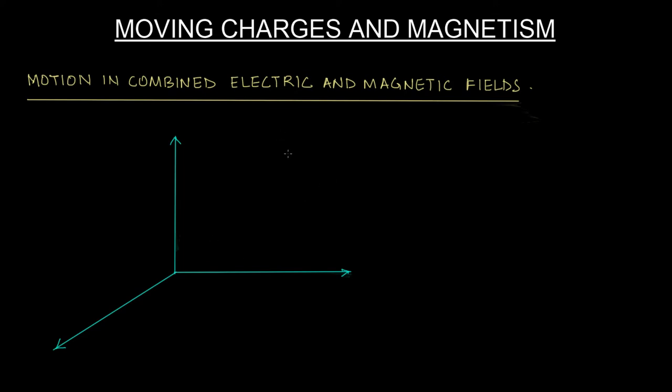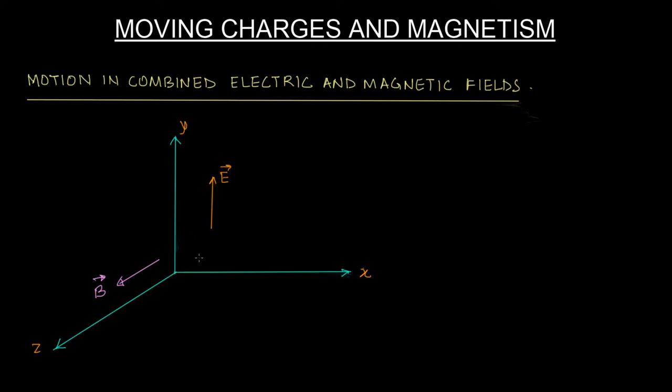Let us try to understand the motion of a charged particle in combined electric and magnetic fields. I have an electric field applied in the direction of, this is my x-axis, this is my y-axis, and this is my z-axis. I have my electric field oriented in this direction, and my magnetic field is along this direction. This is my magnetic field, correct?